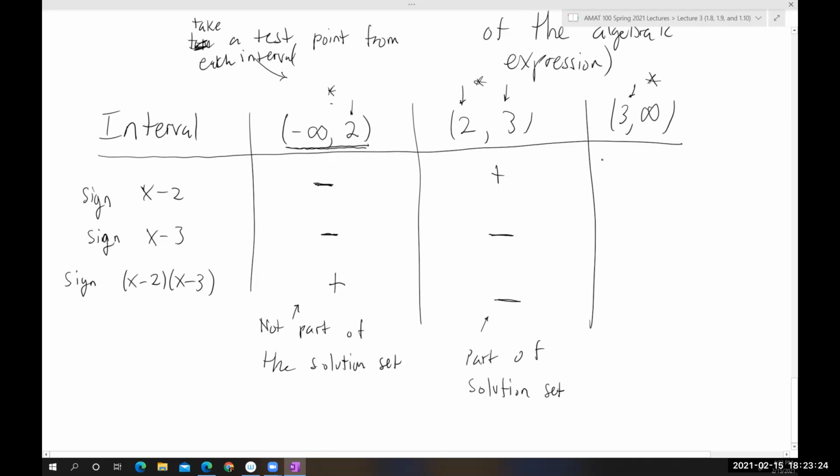Now what about this last piece here? When x is a little bit bigger than 3, say it's 4, what happens to the sign of these factors? When x is 4, x minus 2 will be 2, so that's positive. When x is 4, x minus 3 will be 1, so that's positive, so the product is positive. So this is not part of the solution set.